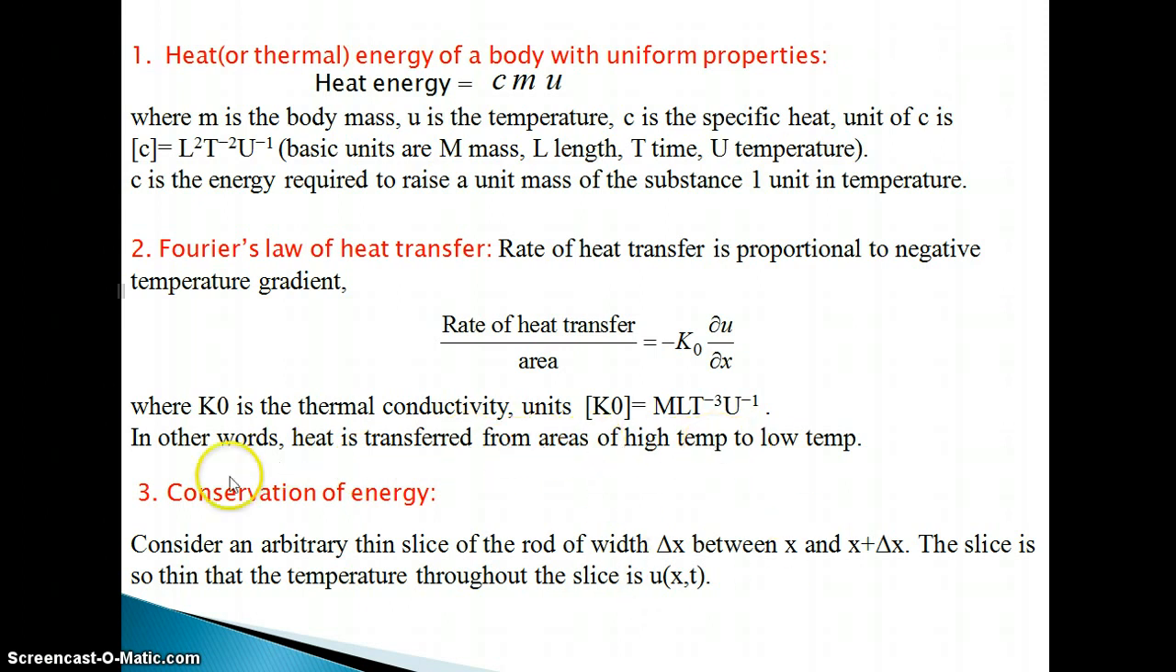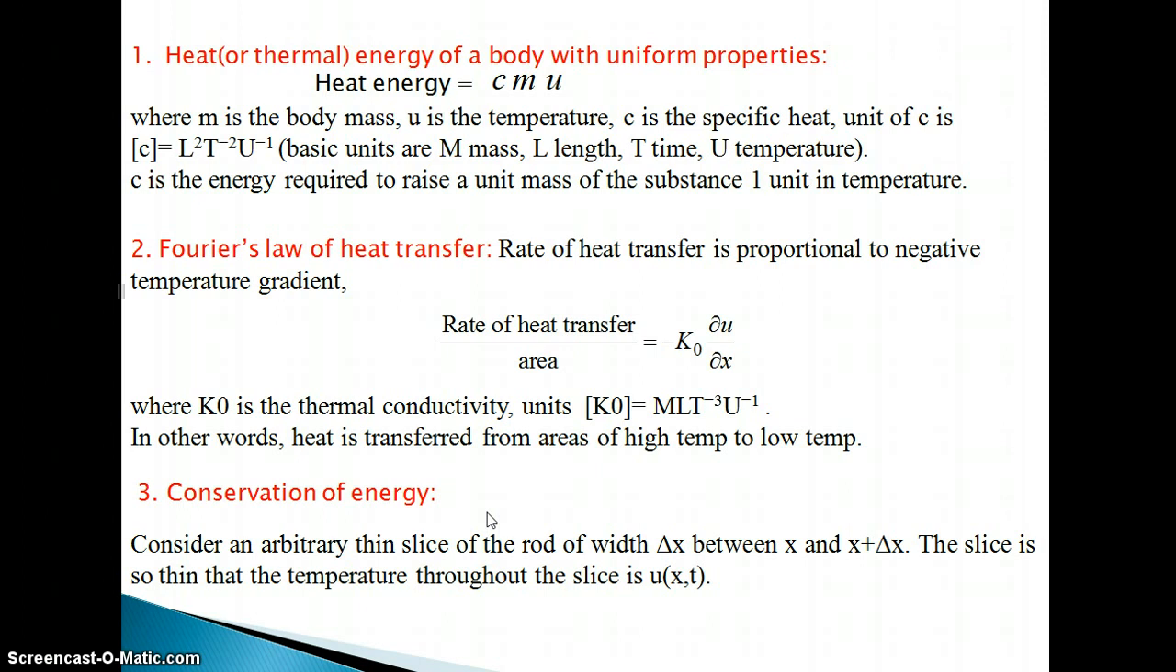And the third principle used here is the conservation of energy. That is, the energy in any given slice depends just on how much energy enters and how much energy goes out of that slice. The amount of heat energy that enters any part of this rod must balance the amount going out.